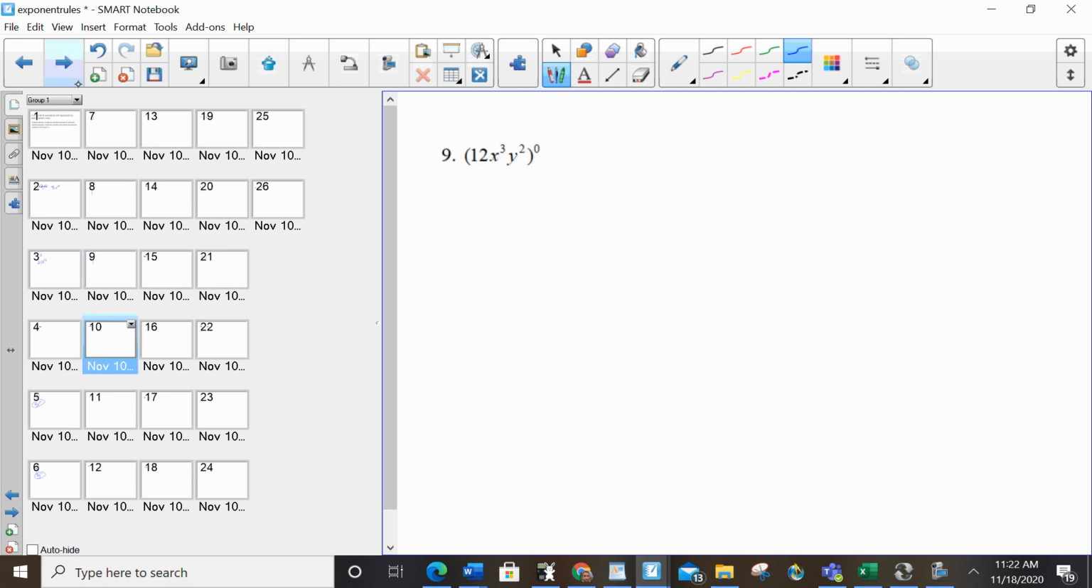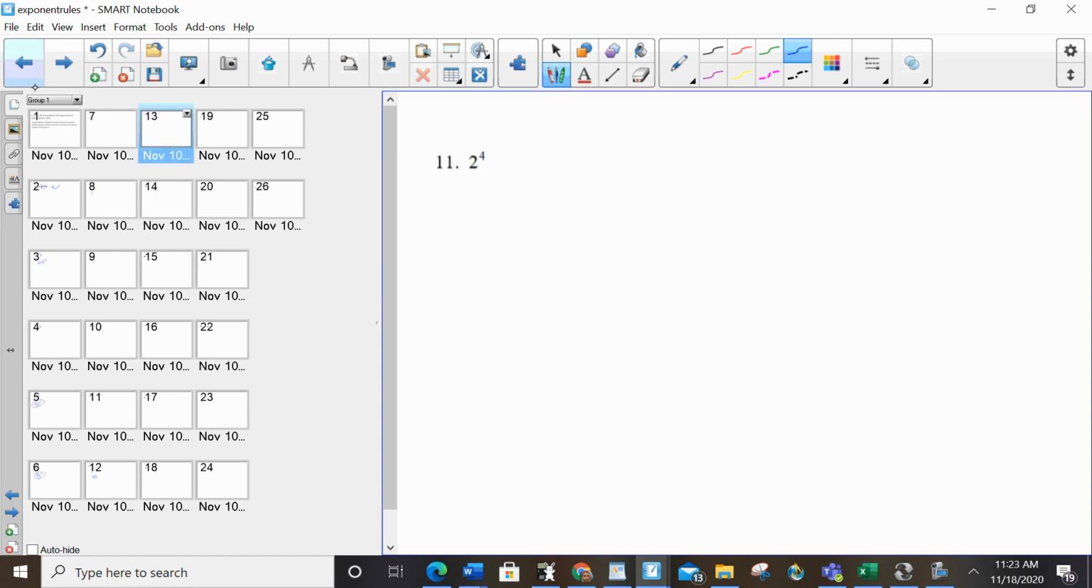All right, next rule. Let's talk about what exponents actually mean now. When you see an exponent, that means that you are multiplying a number by itself this many times. So 7 to the 2nd power means 7 times itself 2 times. 7 times 7 is 49.